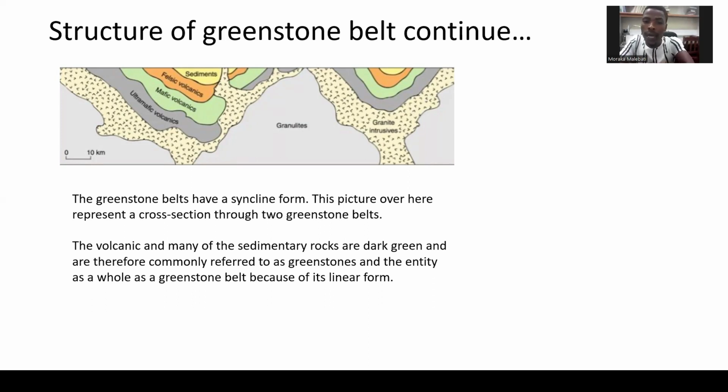Now, and then we said the lower lithological units are of mafic to ultramafic in composition, and then the top part are mainly sedimentary in origin. All right. So you understand more, or visualize the definition of what greenstone belts are.